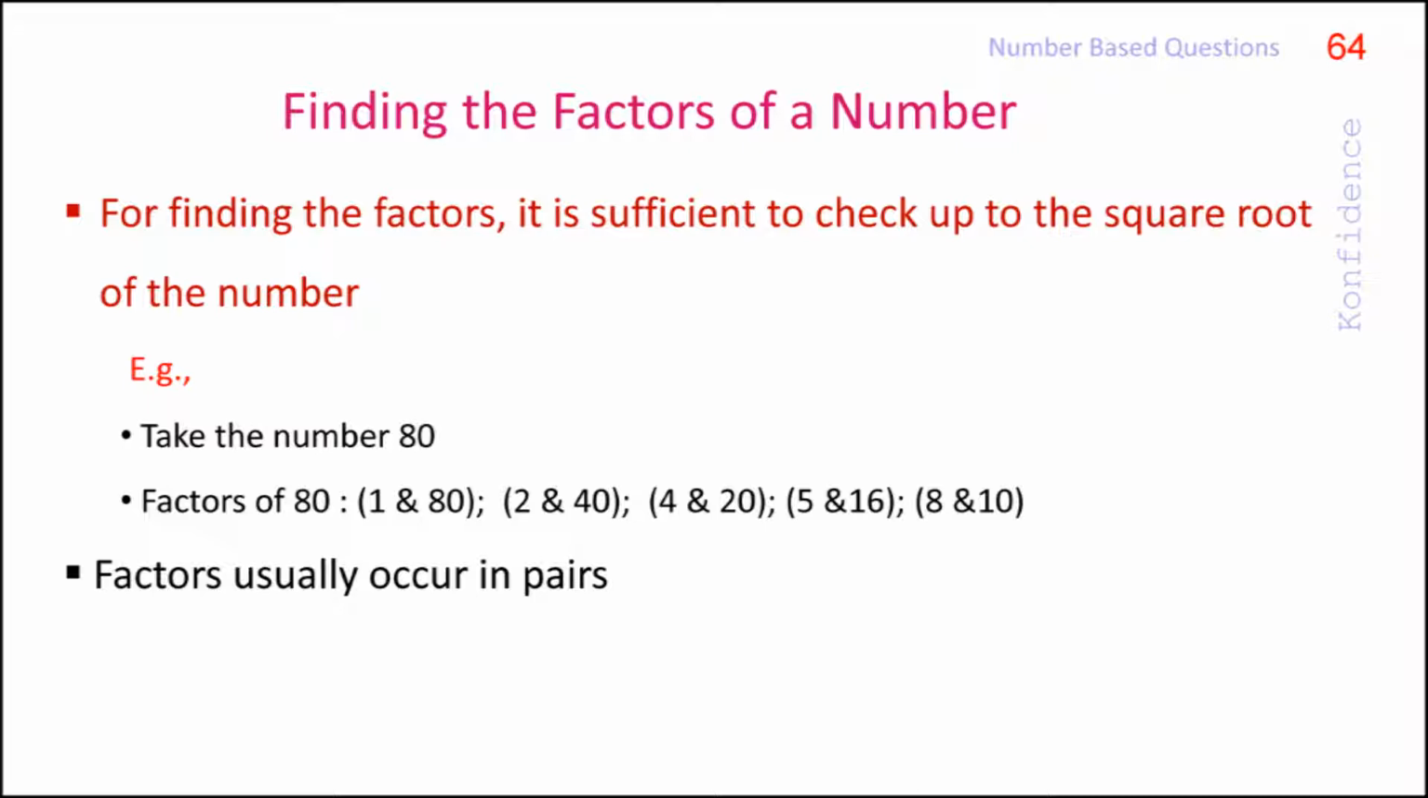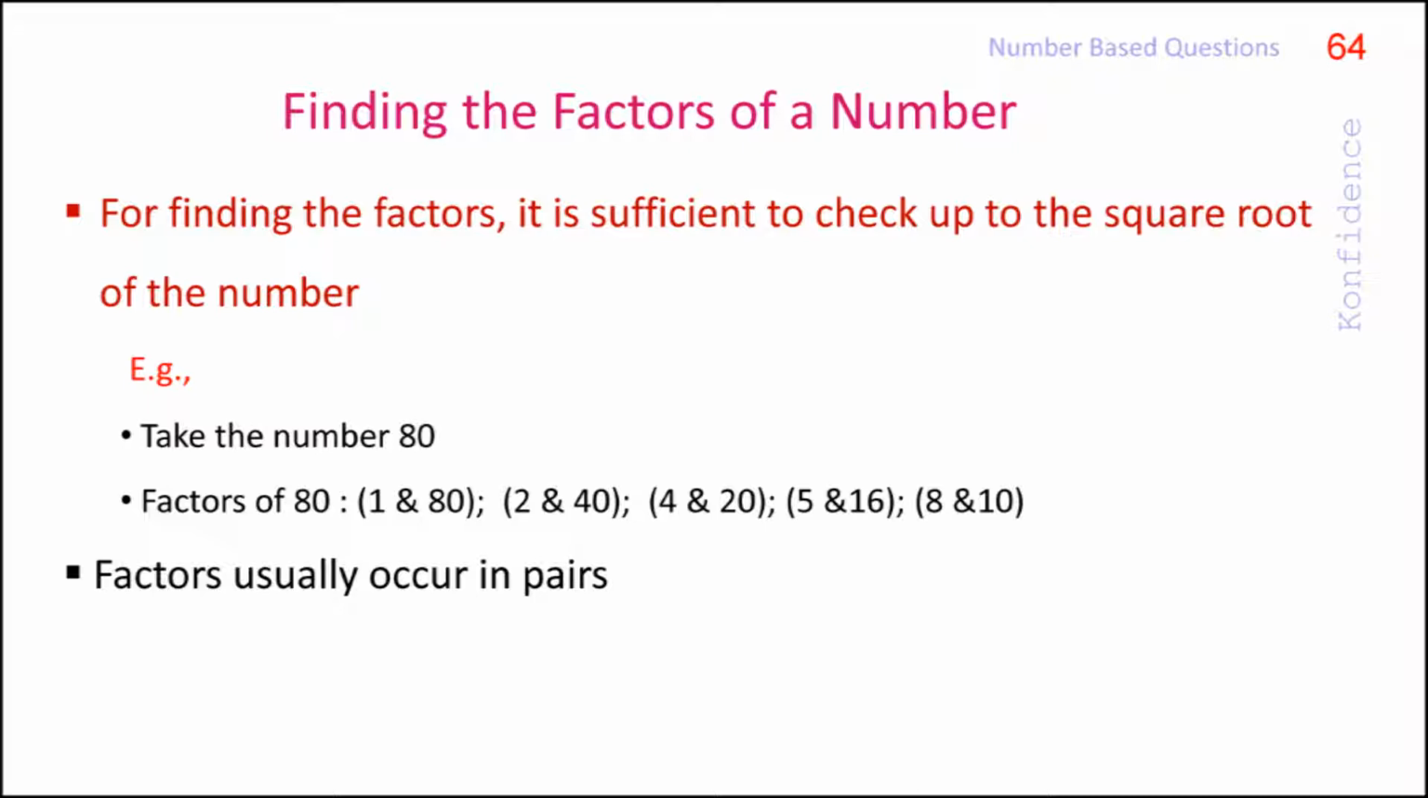In this case, there is no need to check beyond 8 because the next number is 9, whose square is 81, a number larger than 80. And if that number was a factor, then the pairing factor would be less than the number, and we would have already encountered that pairing factor in our trials up to 8.